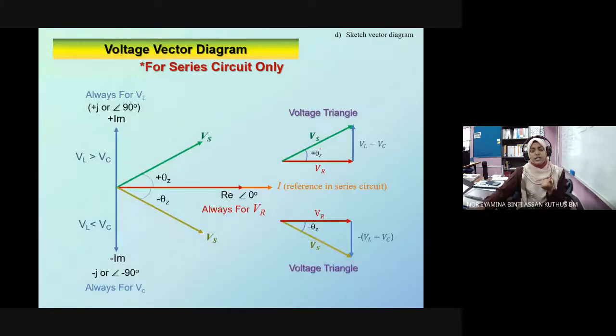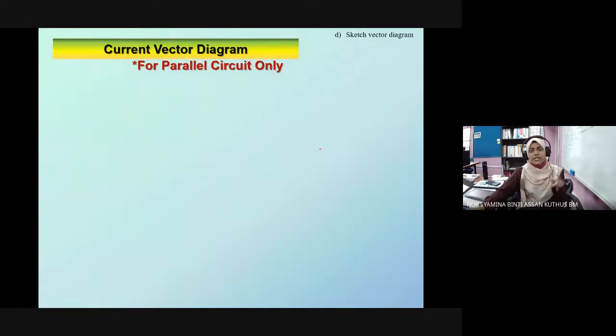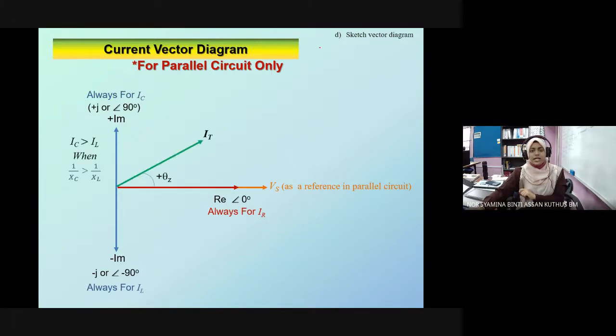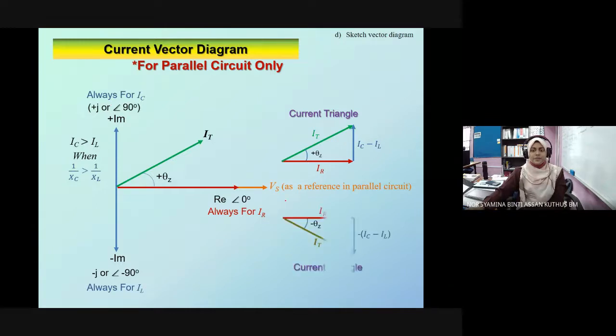Ni untuk voltage kan, sebabnya dalam parallel voltage dia sama. So untuk current, kita akan cari untuk parallel circuit. Dia akan terbalik dengan outputnya V. So carilah I total. I total awak sekarang akan jadi current that flows through R plus IC dengan IL. Lukiskan awak punya vector diagram.